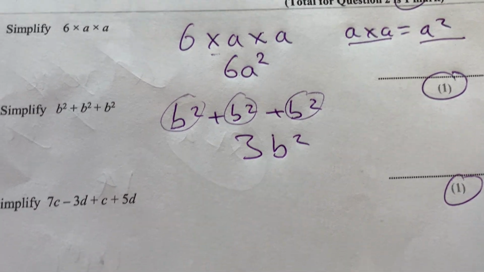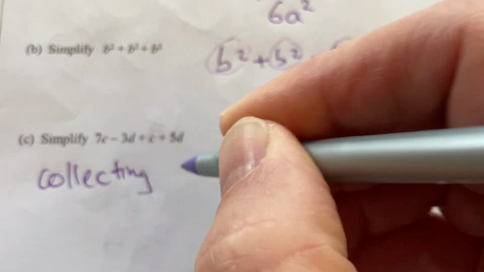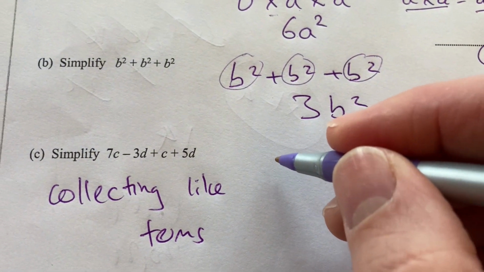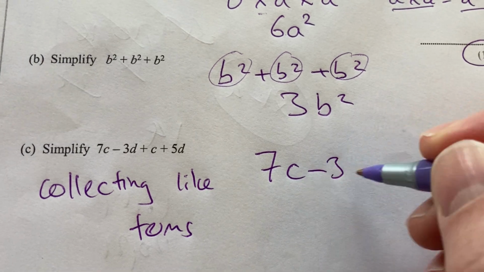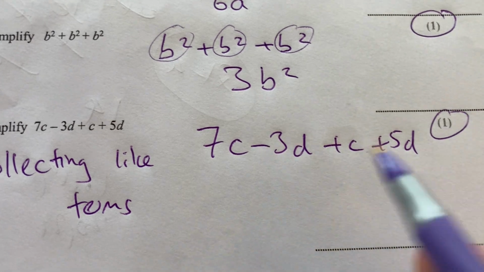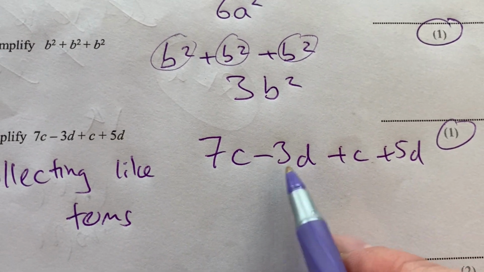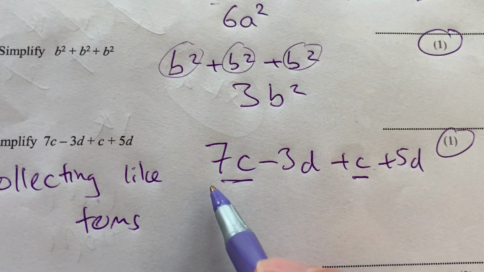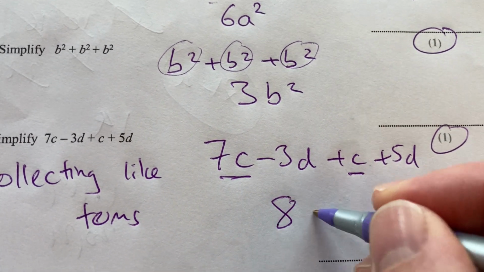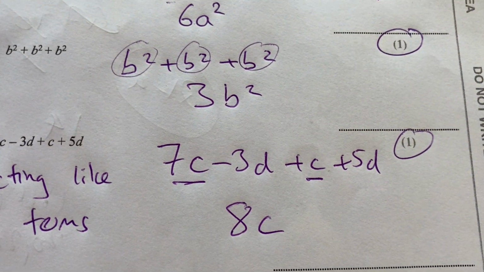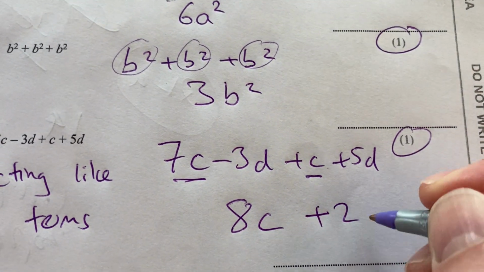Okay, let's move on to simplifying here. So this is about collecting like terms, is another phrase. So we look for whenever there are 2 of the same, so 7c minus 3d plus c plus 5d. 7c, we can't combine with the d because that's a different letter, but we can combine with the c. We can collect the like terms. 7c plus c is 8c, minus 3d plus 5d. Similar to our adding and subtracting of negative numbers, that's going to be plus 2d.